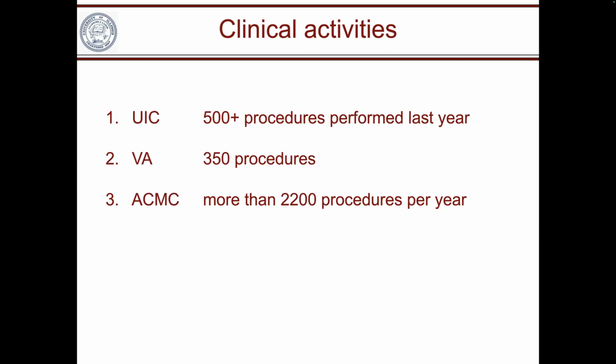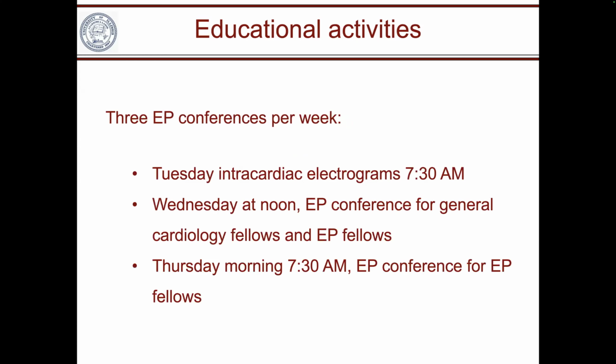We have way more procedures than you'll be able to do, which is a great thing, I think. At UIC, we do over 500 procedures per year. At the VA, it's 350 plus, and at Advocate Christ, more than 2,200 procedures per year. So a lot of cases, a lot of complex cases, things that will definitely prepare you for clinical practice, whether it's in an academic setting or a private practice setting.